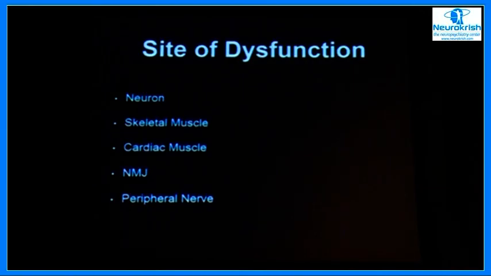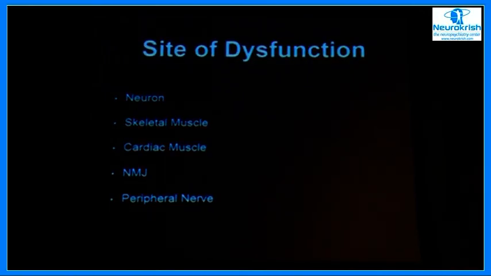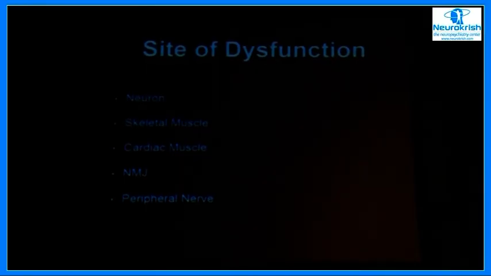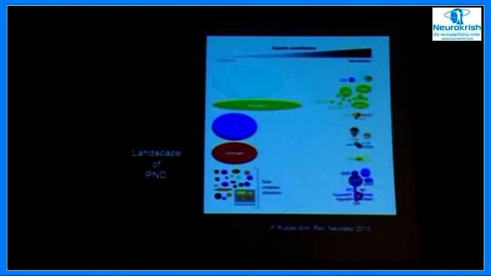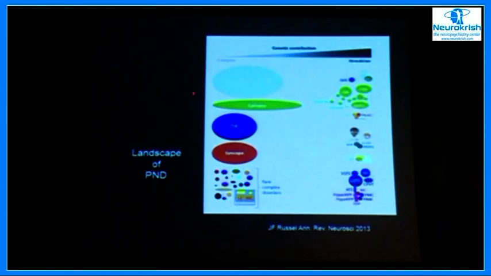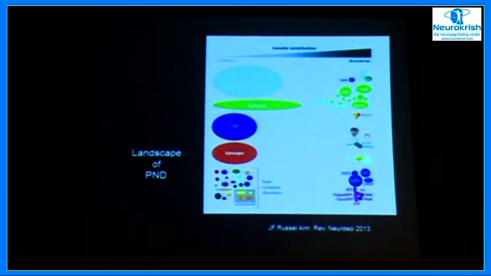So basically, where could be the sites of dysfunction? Neuron, skeletal muscle, cardiac muscle, neuromuscular junction, and peripheral nerve. So this is a landscape of disorders. The common complex disorders are migraine, epilepsy, TIA, and syncope, and the rest of the disorders. And you can have myasthenia gravis and Lambert-Eaton syndromes. This is basically the landscape. There are a whole lot of problems.